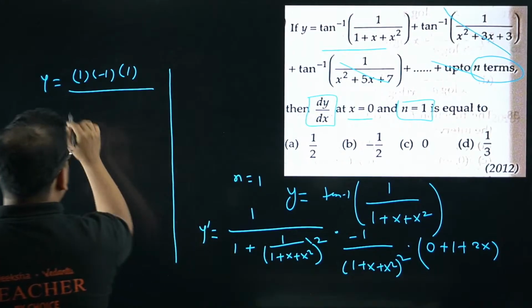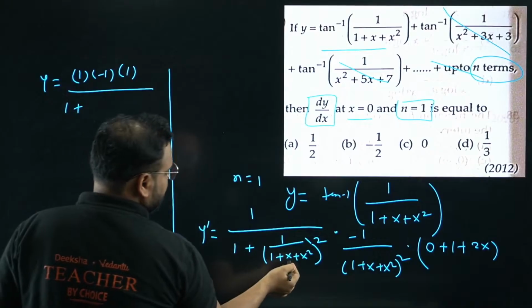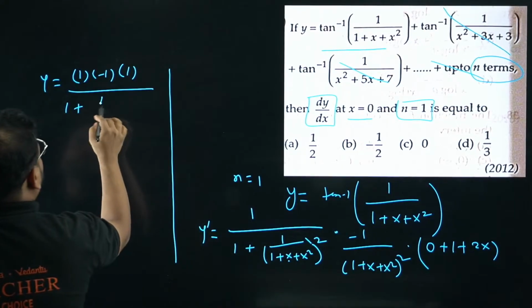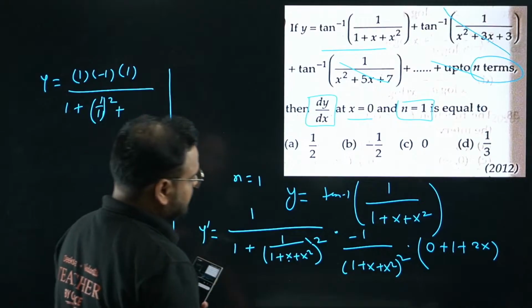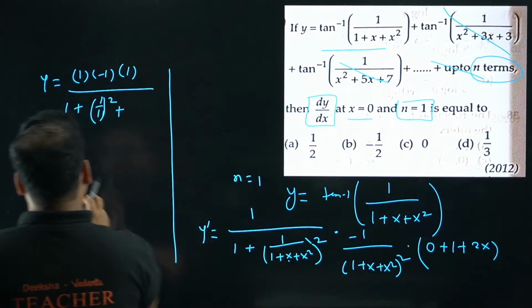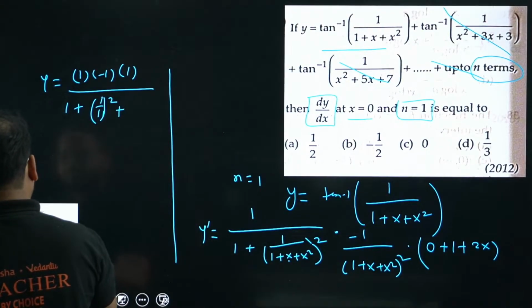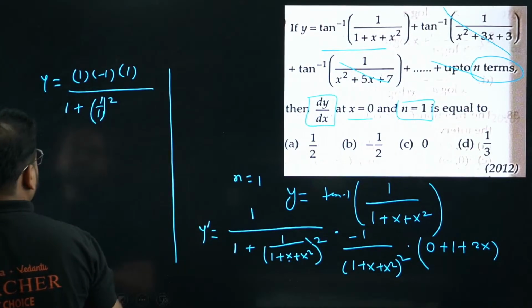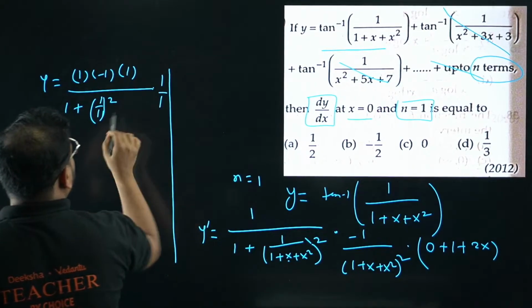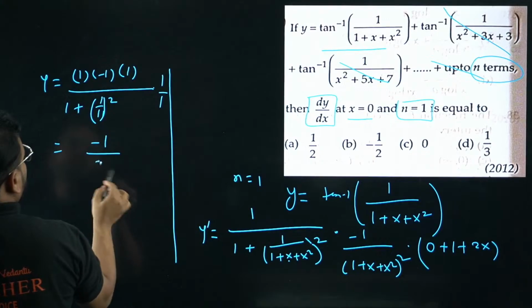I have 1 plus 1 upon, this will be 0, 0. So 1 upon 1 by 1, the square, and others again 1 only, right? So this is again multiplication itself, not addition. So multiplication only. That will also be coming as 1 by 1. So I get this value as minus 1 upon 2.